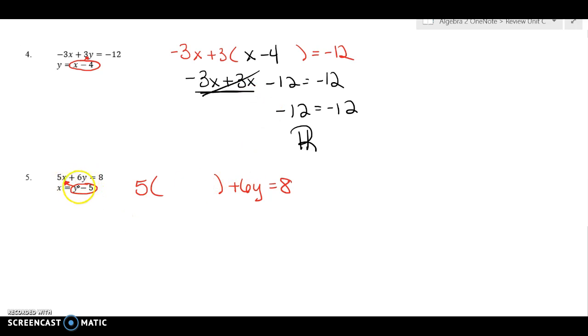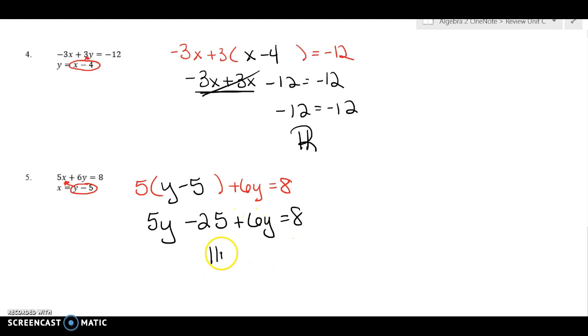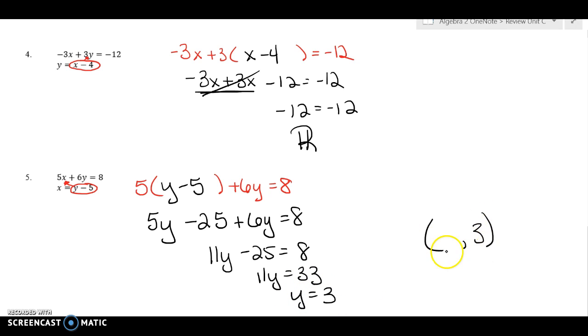For number 5, I should have plugged in y minus 5 for the x. And I know I did it right because I only have one variable in that equation. So I distribute and I get negative 5y, positive 5y minus 25 plus 6y equals 8. So I'm going to combine my terms and I get 11y. I'm going to add 25 to both sides and I'm going to get 33. And when I divide, I get 3. So my second answer to this problem is 3.